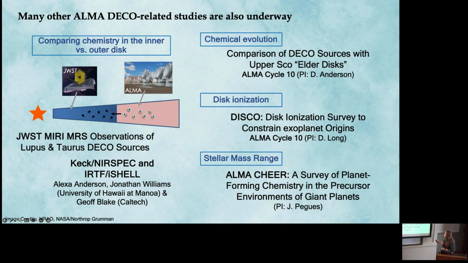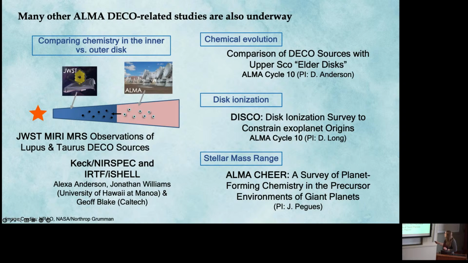We also are looking at chemical evolution, which I'll talk about in my lunchtime talk, with a follow-up of the Upper Sco star-forming region. Our DECO sources are all expected to be in the 1 to 3 million year age range in those 4 different star-forming regions, but Upper Sco is expected to be older than 5 million years, so we can compare younger disks and older disks to see if there's a difference in disk gas mass or composition.